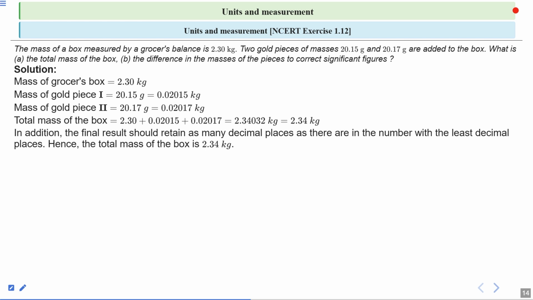So here the number of decimal places is 2. There are 2 digits after the decimal. Here there are 5, here also 5, but the least number of decimal places is 2, so the answer should also have only 2 digits after the decimal point. Okay.